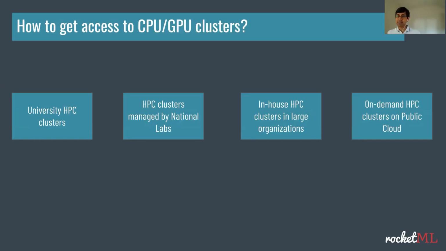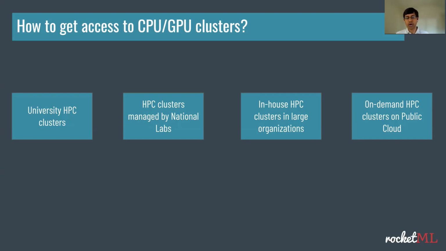So how to get access to these clusters, right? Well, good, you have these different configurations. How do you get access to these? There are different ways to get access depending on where you are currently doing your data science practice or deep learning practice. If you're in a university, check with your university on if they have university HPC clusters. Some of them do, some of them don't, but they would have some way to get you access to an HPC cluster.